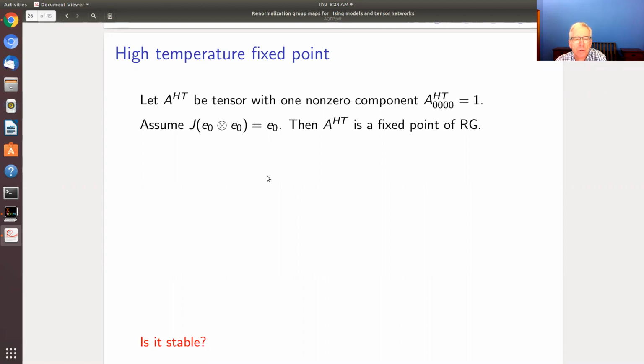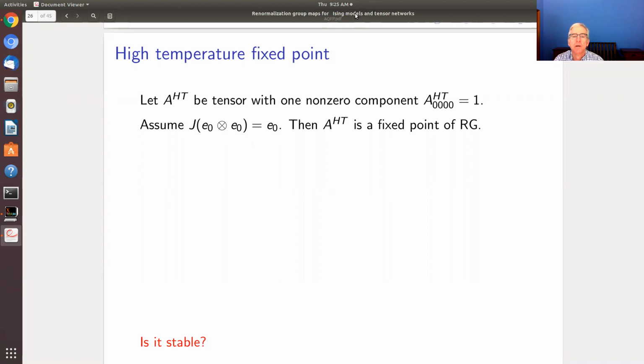So you could go back to that slide where I mapped the Ising model to the tensor network, and you could set beta equal to 0 and see what the tensor is. This is not that tensor. The tensor I'm going to use is the tensor where there's only one non-zero component, the 0, 0, 0, 0 component, and I'll take its value to be 1. So all the other components are 0. This thing is gauge equivalent to the tensor that comes out of setting beta equal to 0 in that previous slide. I'll leave that as an exercise. Now I claim that if I take a J with this property, which by no means determines J, but I'll impose that property, then this thing is a high temperature fixed point.